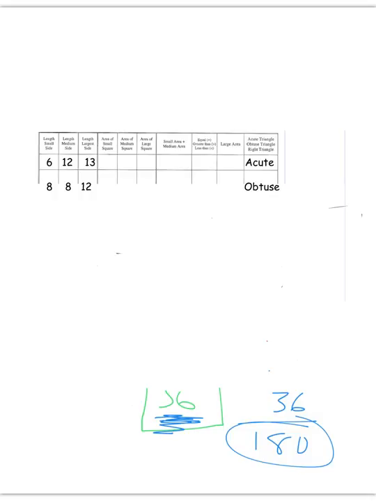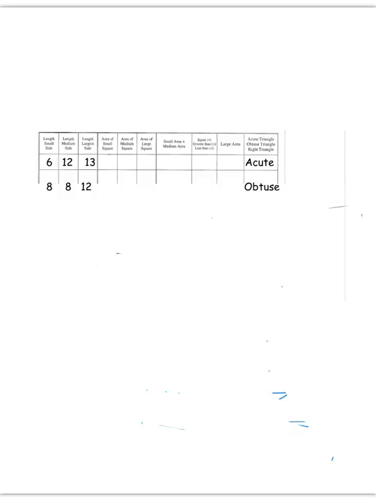Let's try another one here. Let me get the rest of this erased. Suppose I give you a square that has a side length of 8, another side length of 8, and a third side length of 12. Again, I have already written in there that it is going to be an obtuse triangle. So the side lengths are 8, 8, and 12.